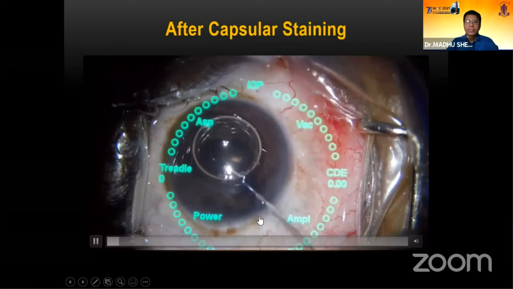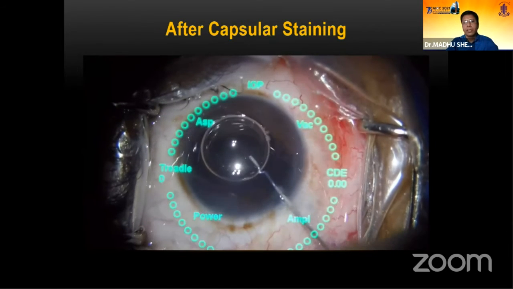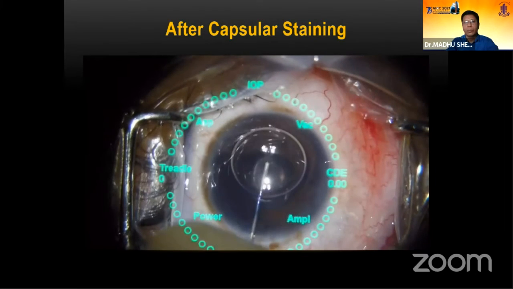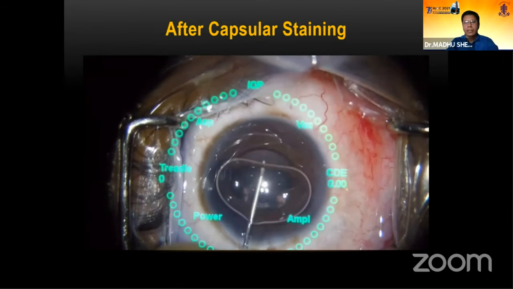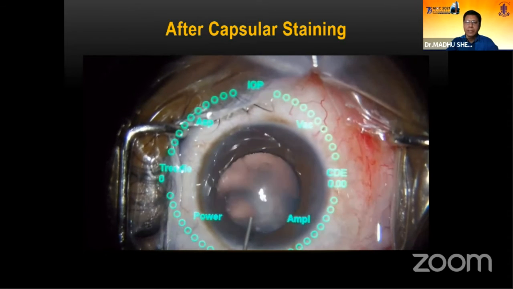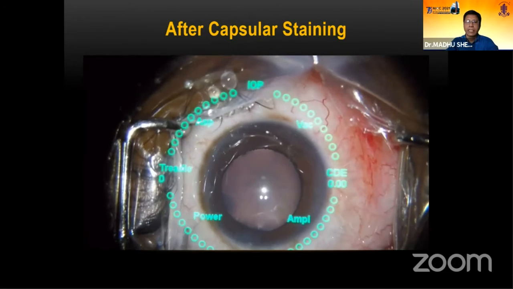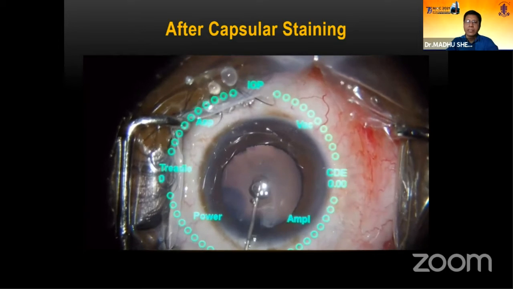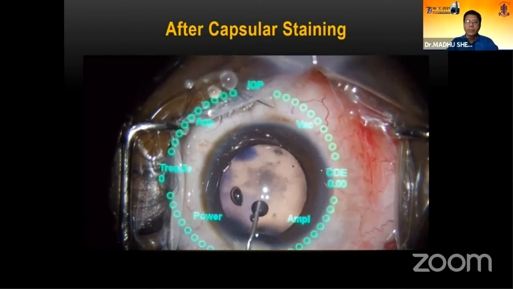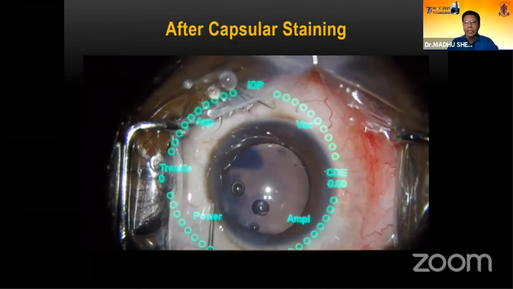In a few cases, just after staining your capsule with trypan blue and injecting viscoelastic, if you observe any stain seeping into the vitreous cavity, it indicates that your zonules are weak in that area. So you have to be careful and manage accordingly.